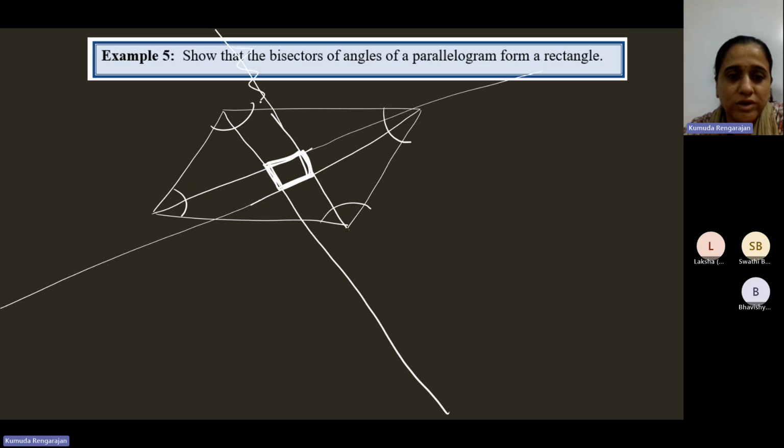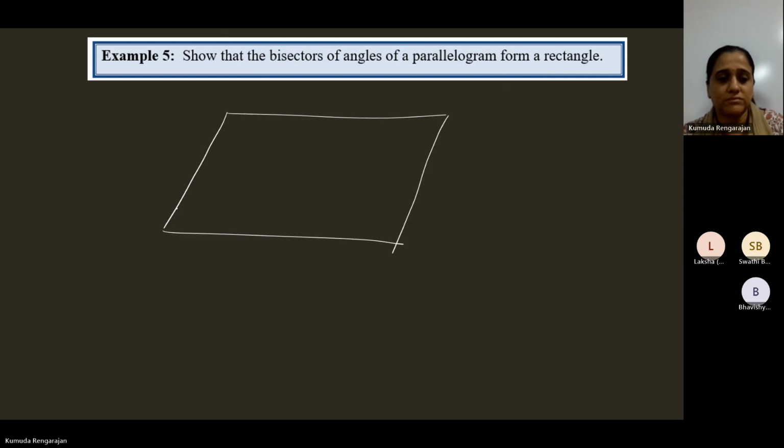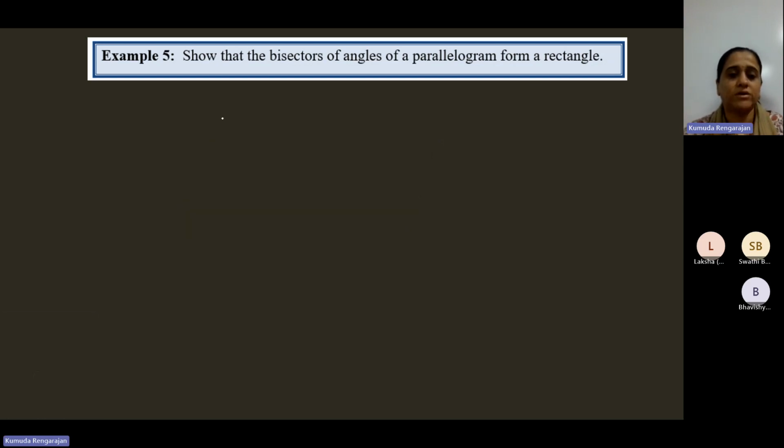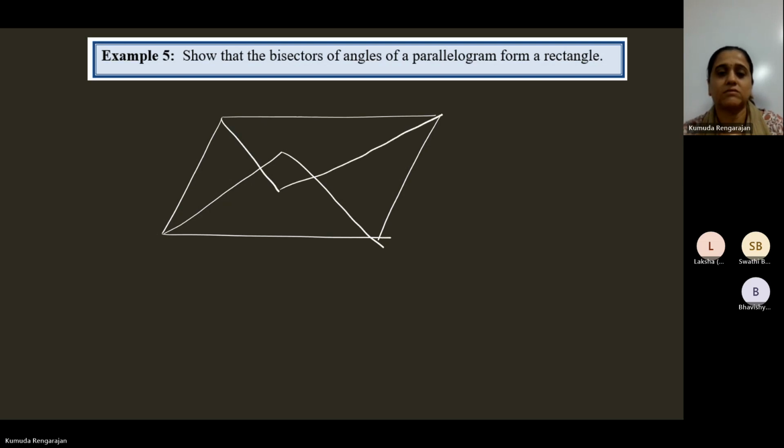So in the figure, we are not showing these extended portions. We're just trimming those lines. You can draw like this in the exam, like an envelope. Just put one triangle like this. We need to prove this one is a rectangle.